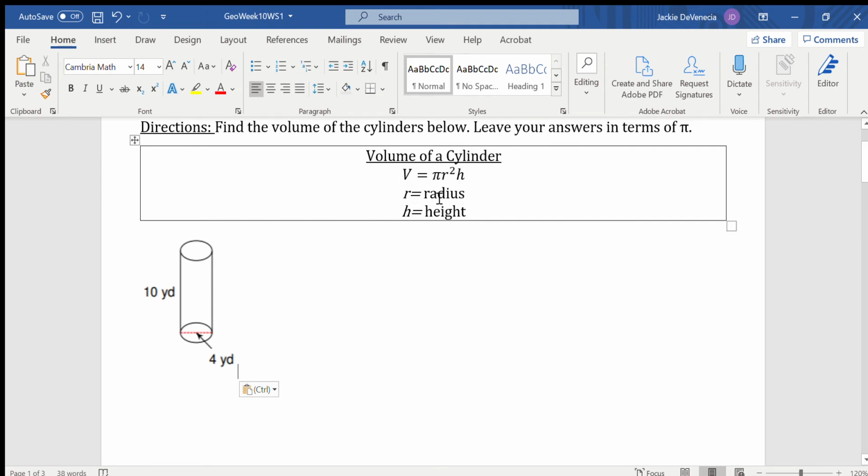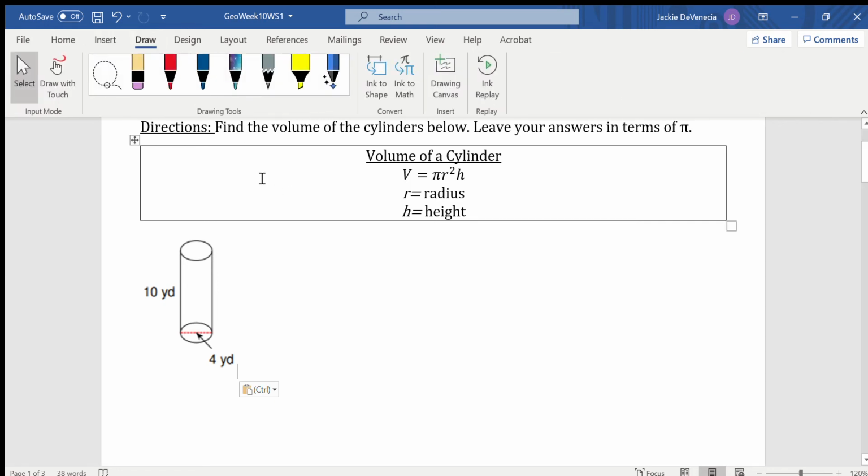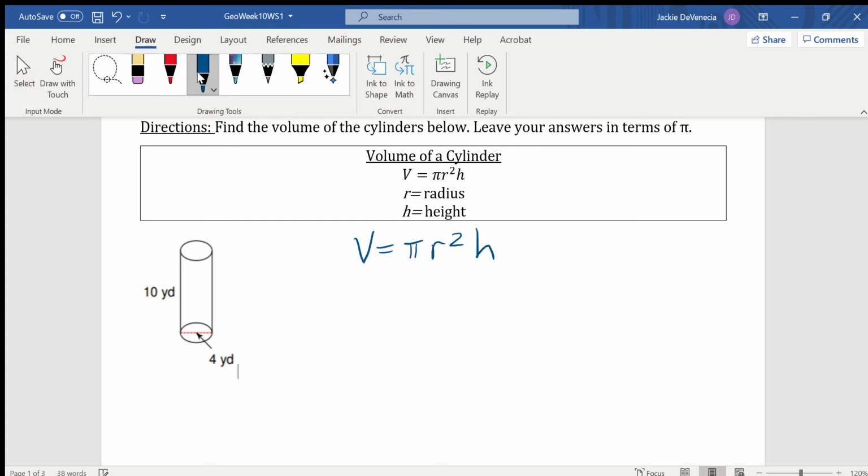R represents radius, H represents height, and we're going to look at this one example to see how we can use this formula. So, first things first, I know I'm finding the volume of a cylinder, so I just want to go ahead and recopy that formula because it's easier for me to remember when I do these. Okay, so I just wrote it.